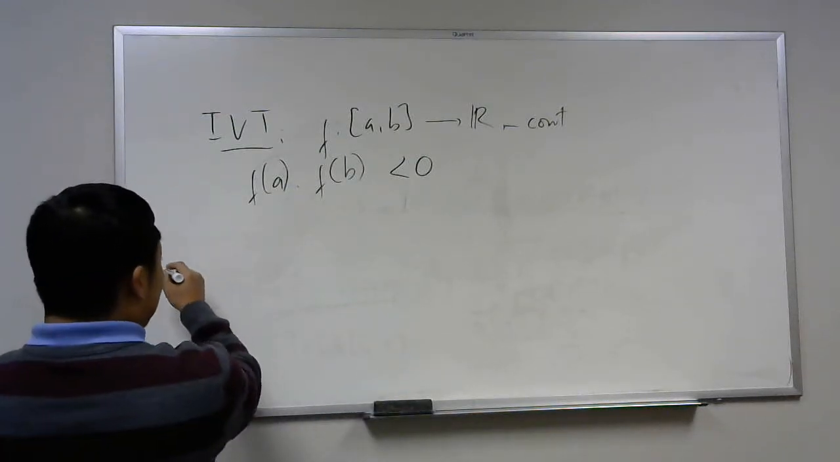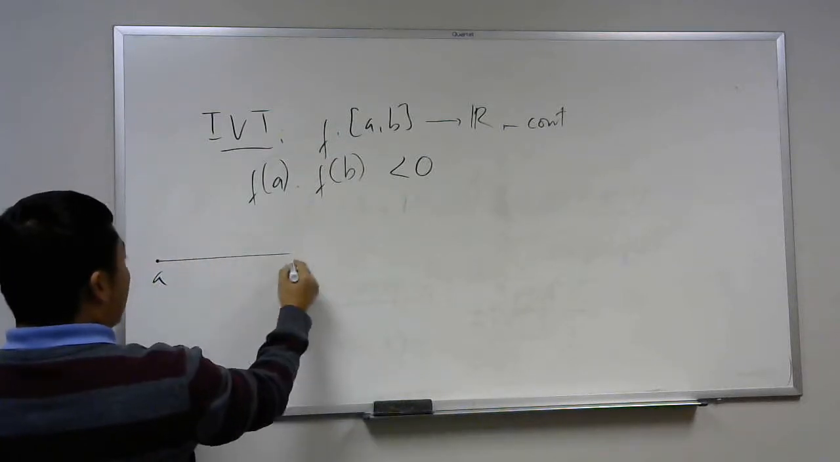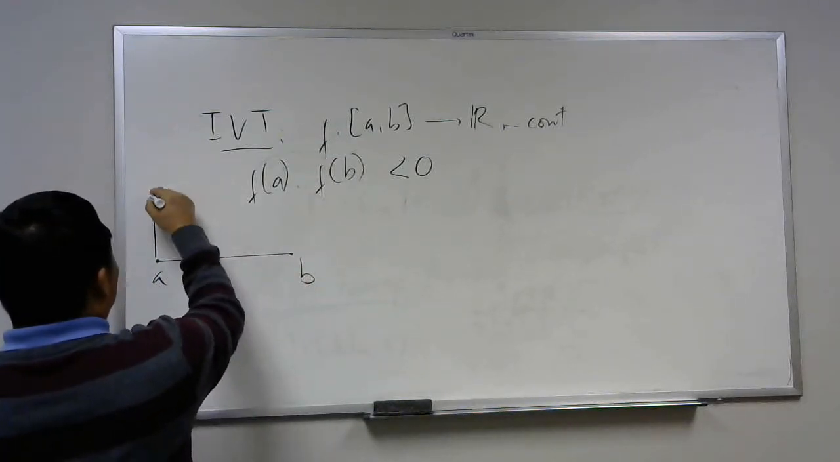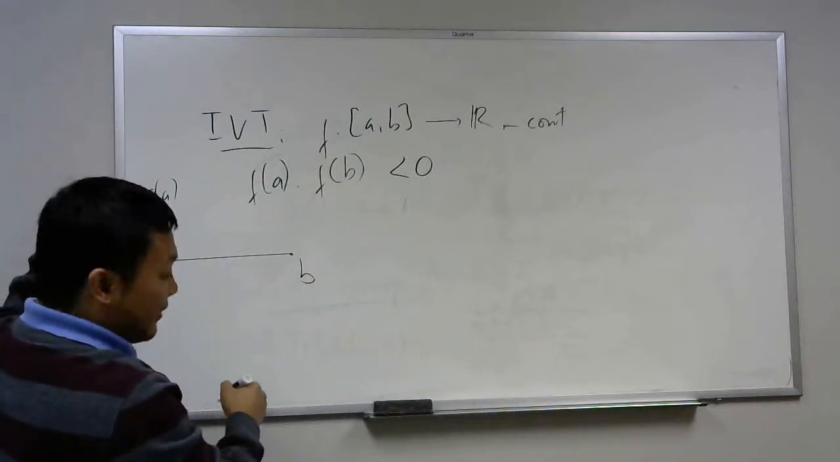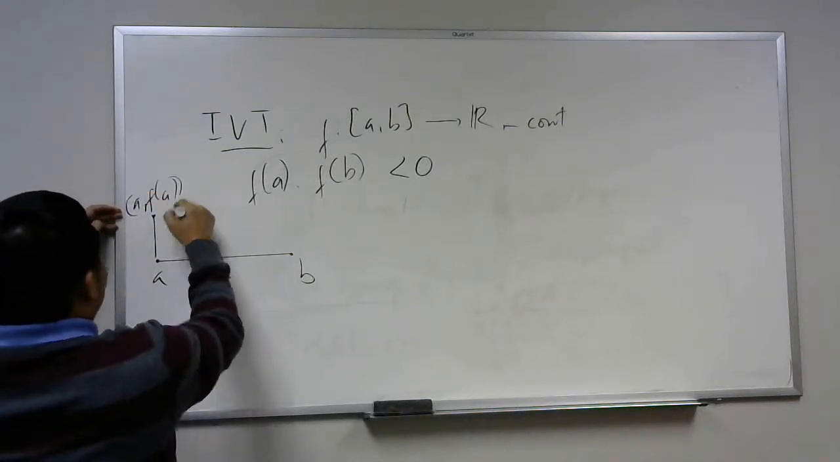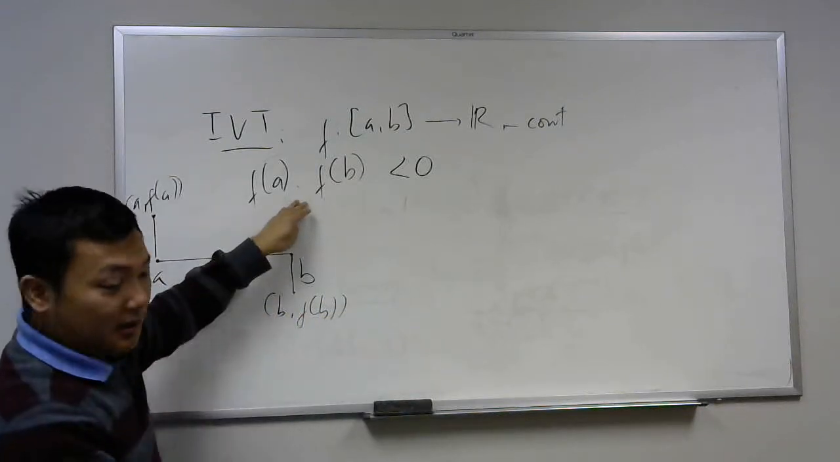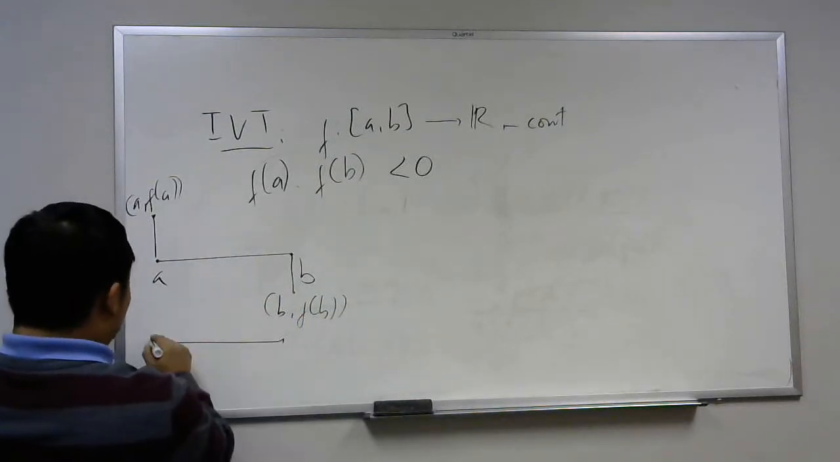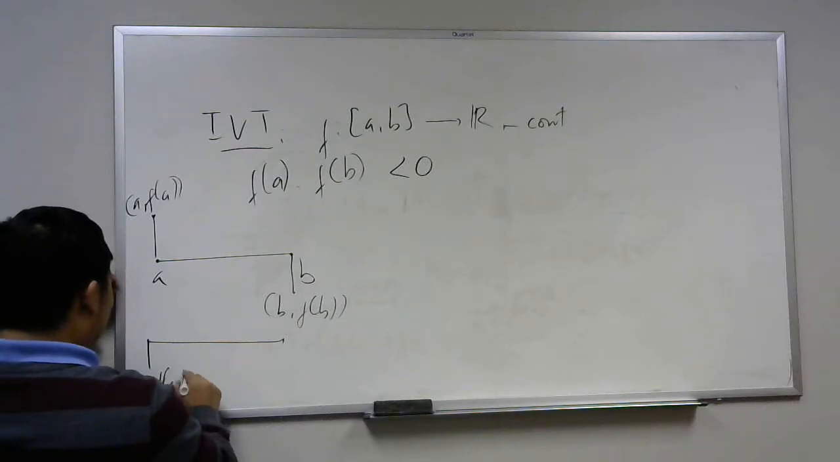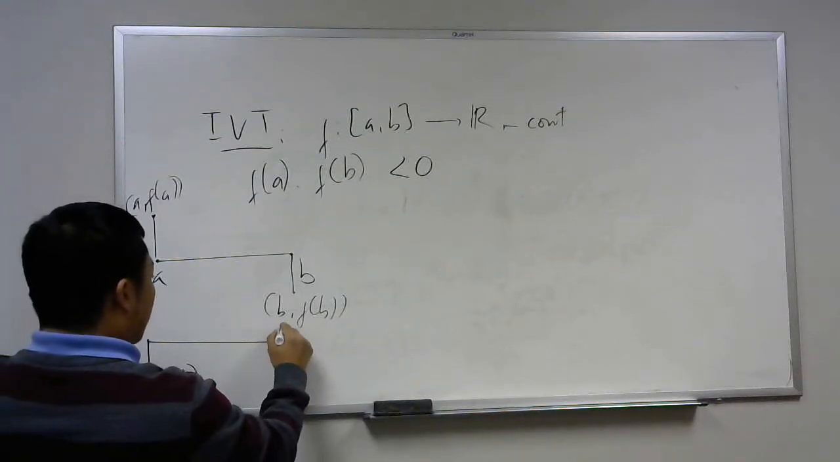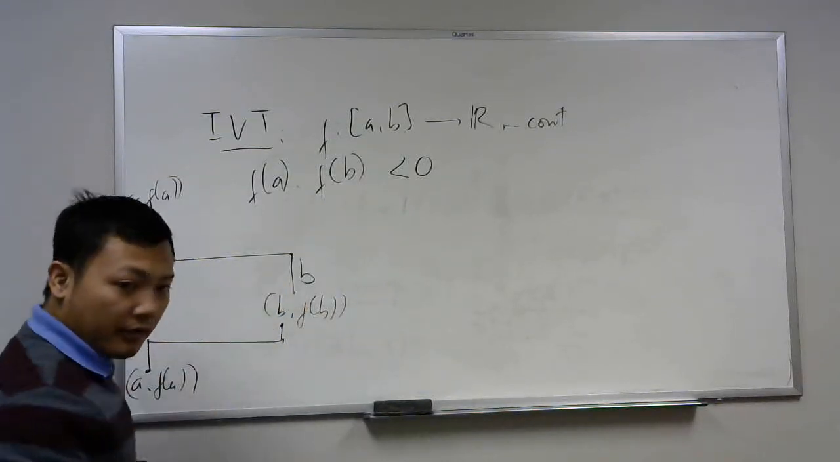So we might have the following picture. This is A, this is B, right? Maybe f(A) is above the x-axis. So this is A, f(A), and here we have B, f(B), because the product is less than 0. Or here is A, f(A), and this is B, f(B).